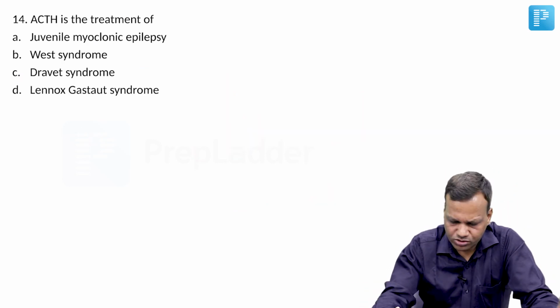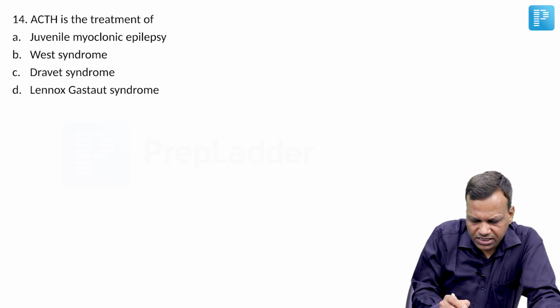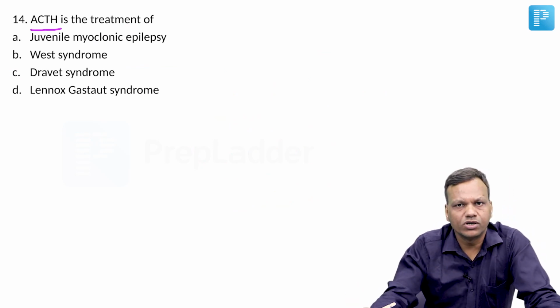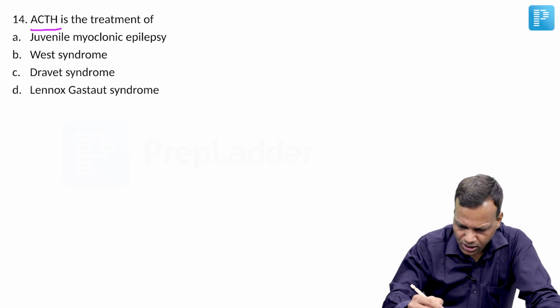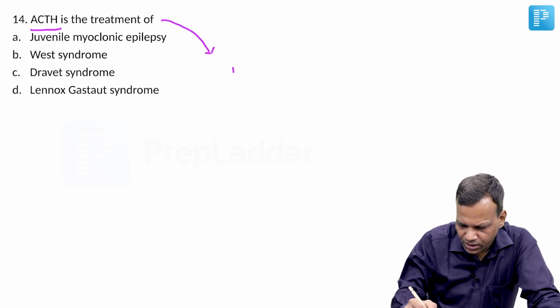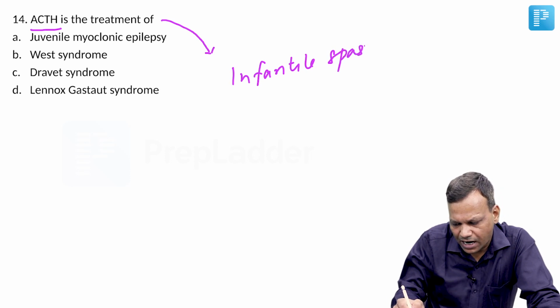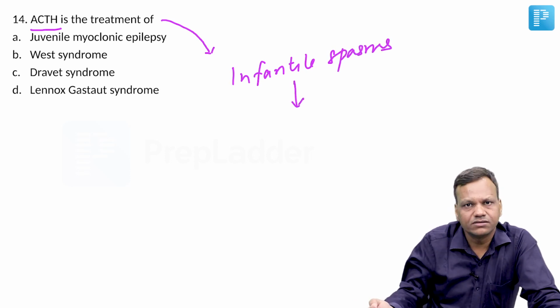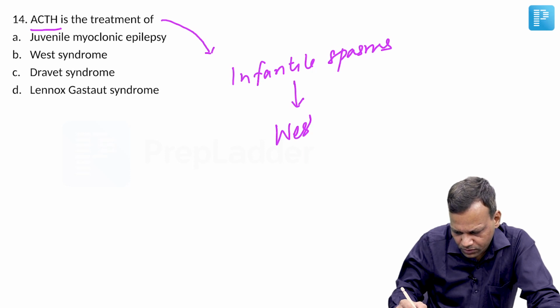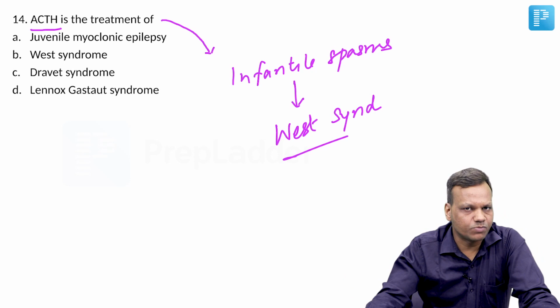Okay. Moving to next question. It is easy question. ACTH is used in treatment of. You know ACTH is drug of choice for? Yes, ACTH is drug of choice for infantile spasms. And which syndrome these spasms are seen? Yes, it is seen in West syndrome. So ACTH is drug of choice for West syndrome, in which infantile spasms are seen.